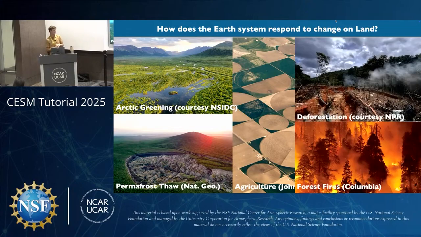And then lastly, deforestation and forest fires have obvious impacts on our ability to absorb CO2 from the atmosphere, and the radiative effects of forest and fire emissions are also critical features that the land plays.